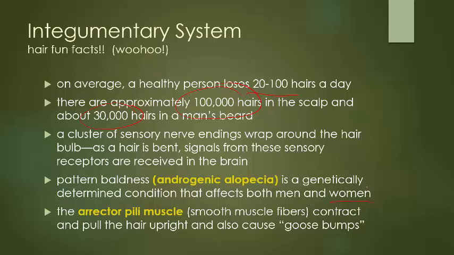Finally, there's a little cluster of smooth muscle fibers called the erector pili muscle. Notice the spelling of erector. So the erector pili muscle, when it contracts, is what pulls a hair upright. It also causes the skin surface to bunch up a little bit, producing what we talk about as a goosebump.